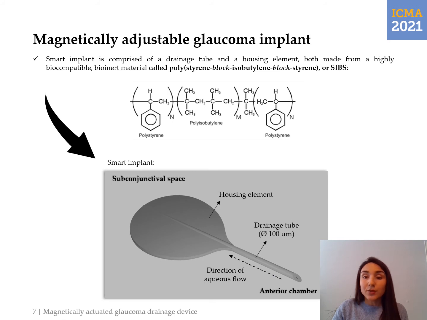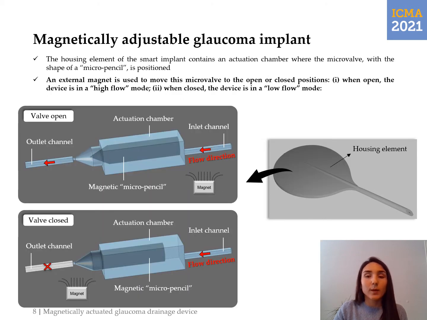Regarding the design of this smart implant, as I told, it's comprised of the drainage tube, which has a lumen diameter of 100 micrometers, and the housing element. This housing element is where the microvalve will be integrated. So let's have a closer look at this housing element and how it looks. The housing element contains the actuation chamber, where the microvalve with the shape of a micropencil is positioned.